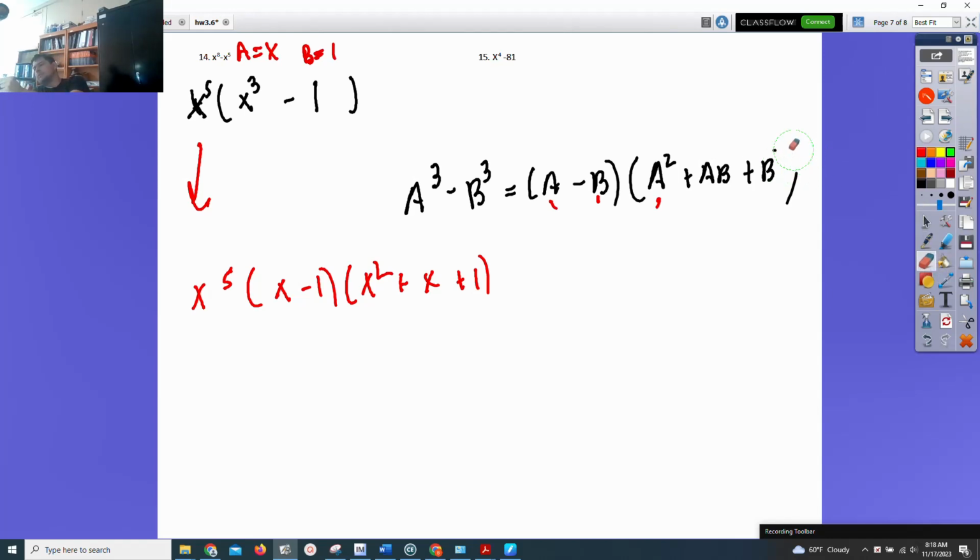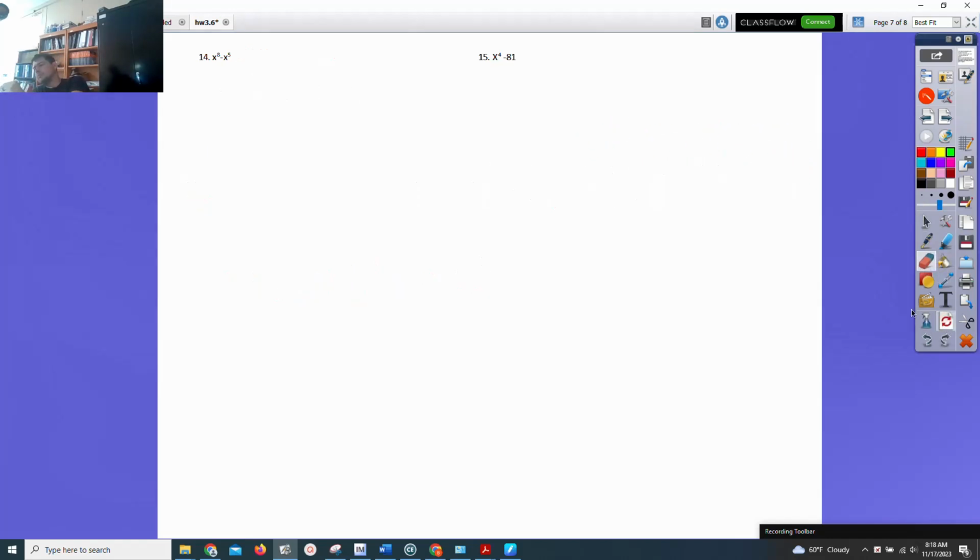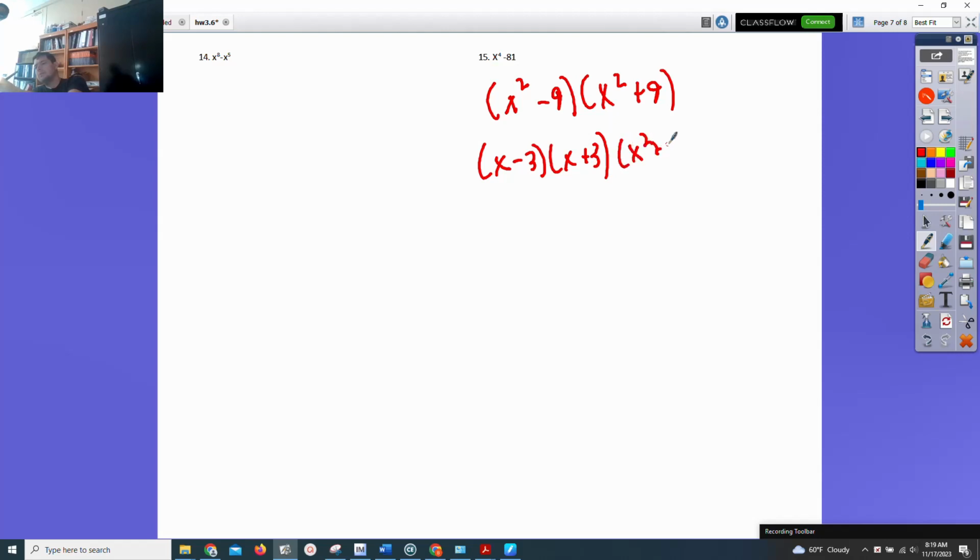All right. Last one on this page, and the last one, I guess maybe there's another problem, is x to the fourth minus 81. We have actually factored this in class before. It factors as x squared minus 9 and x squared plus 9. X squared minus 9 factors as x minus 3 and x plus 3. And then you have x squared plus 9, which you can do some extra.